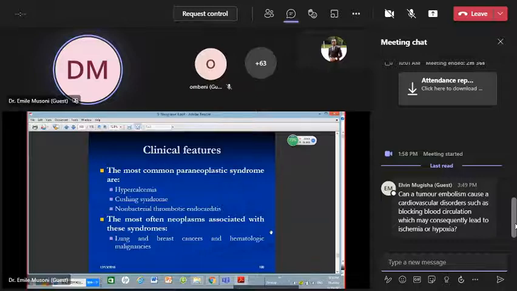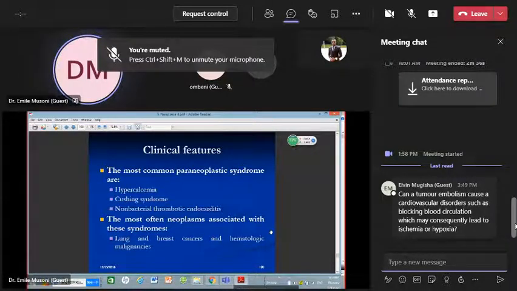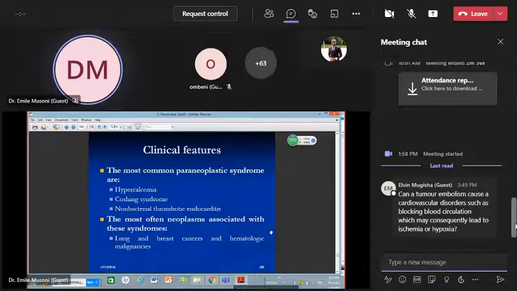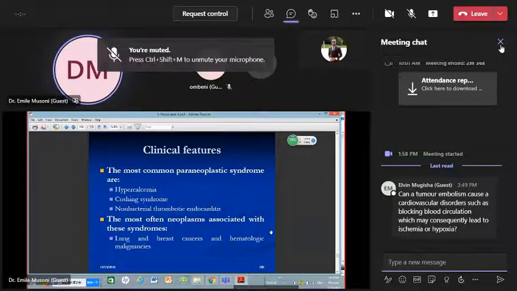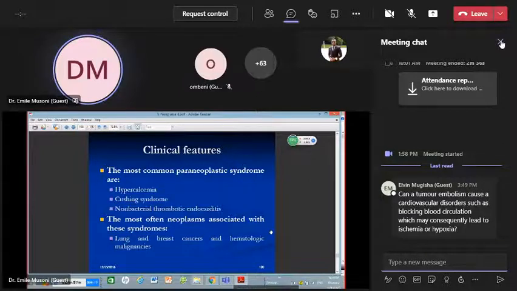The most common paraneoplastic syndromes are hypercalcemia, Cushing's syndrome, and nonbacterial thrombotic endocarditis. You will read in Robbins, there is a long list of those paraneoplastic syndromes. The neoplasms most often associated with these syndromes are lung, breast, and hematologic cancers.